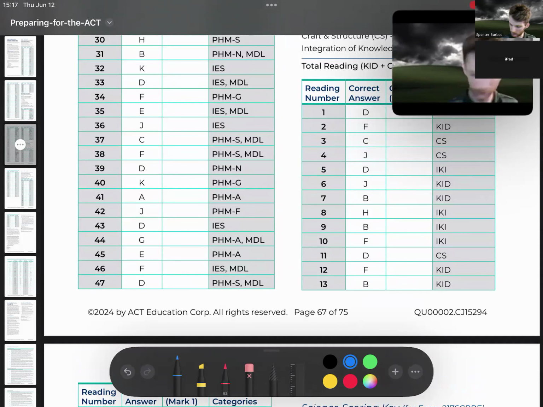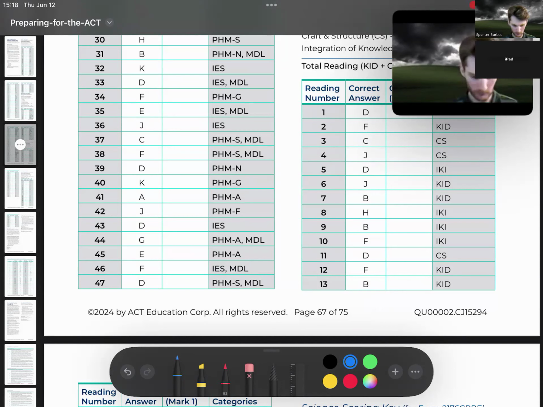39 is D. Okay. 40 is, oh, I got that wrong. I put J instead of K. All right. A, J, D, G, E. 41 is wrong. 42 is also wrong. 43, D, 44. I guessed randomly right on 44. 45, E, 46, F. I guessed wrong.